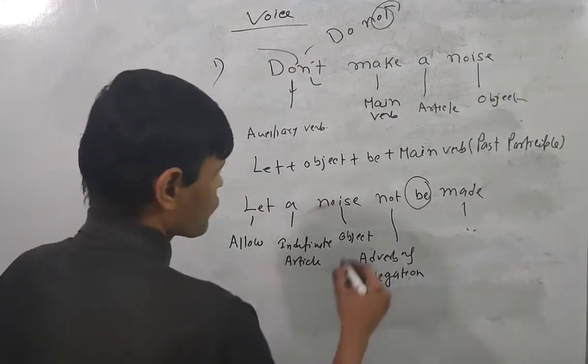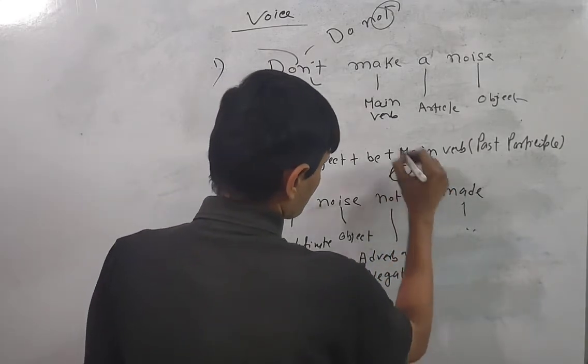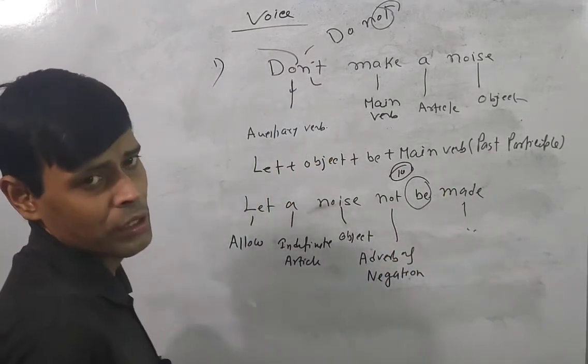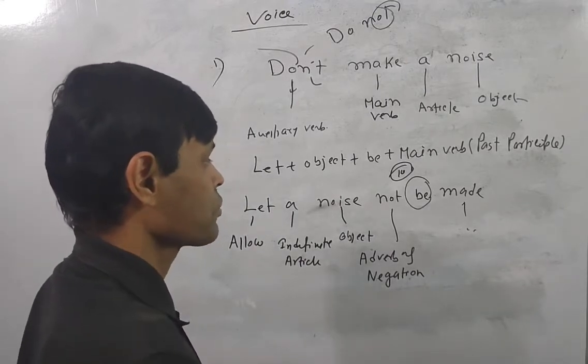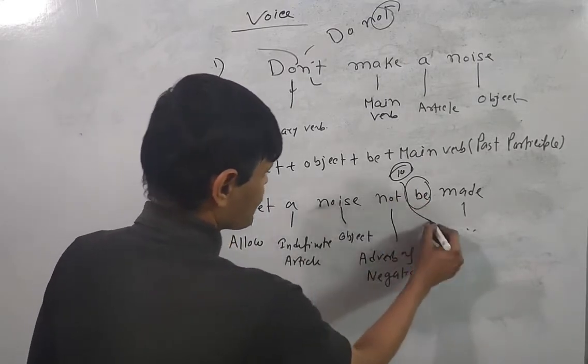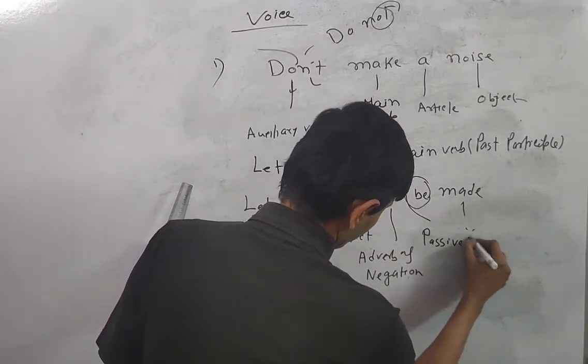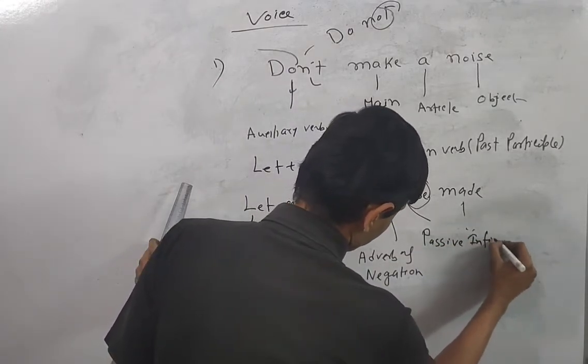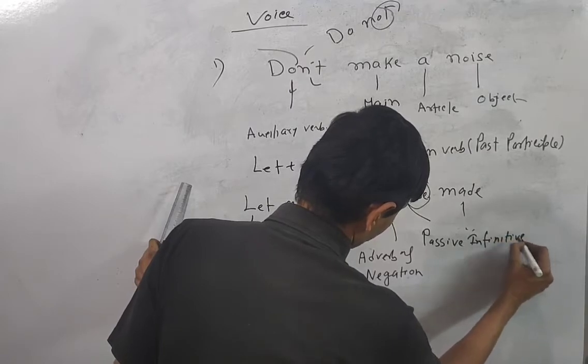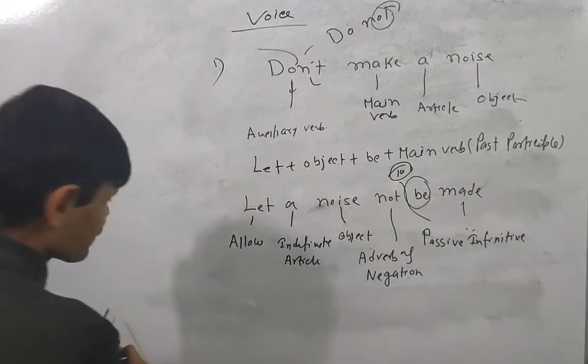Now here it is also functioning as to be. To is generally not written in case of let, but it is also understood. So the overall case is, it is also functioning as a passive infinitive. Okay, it is called the passive infinitive case. So this is the overall answer.